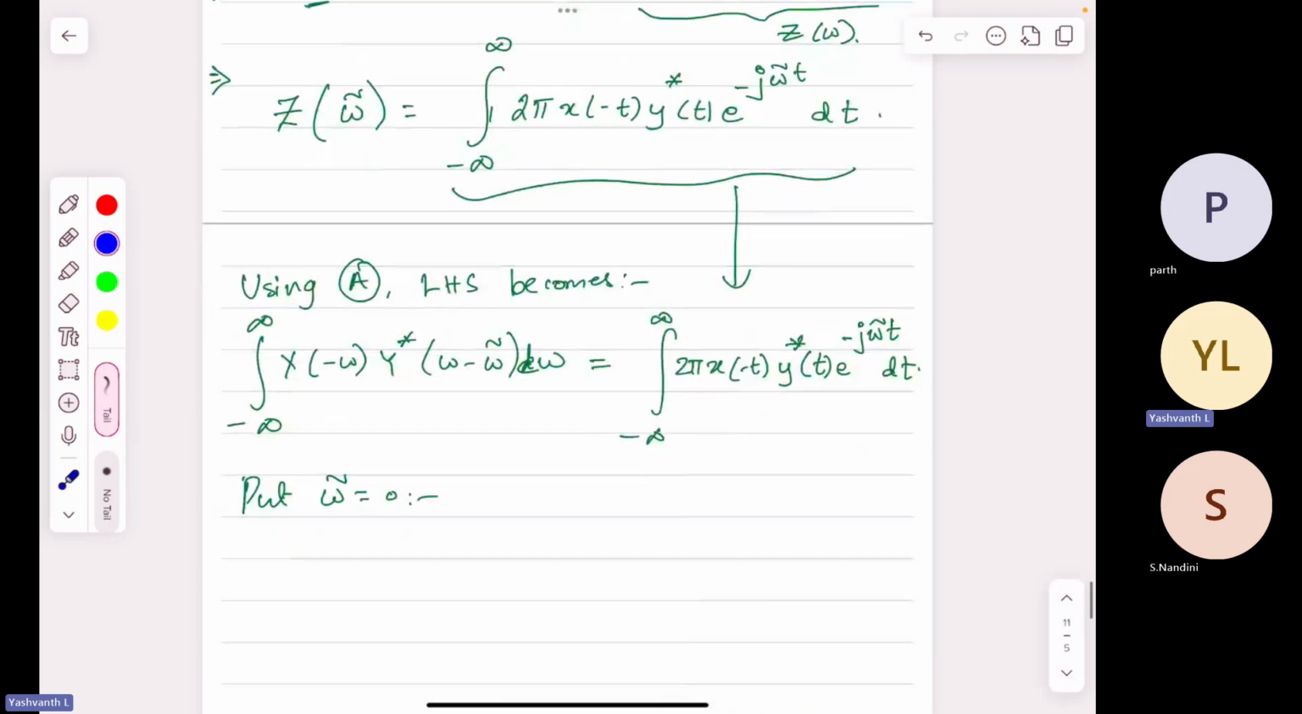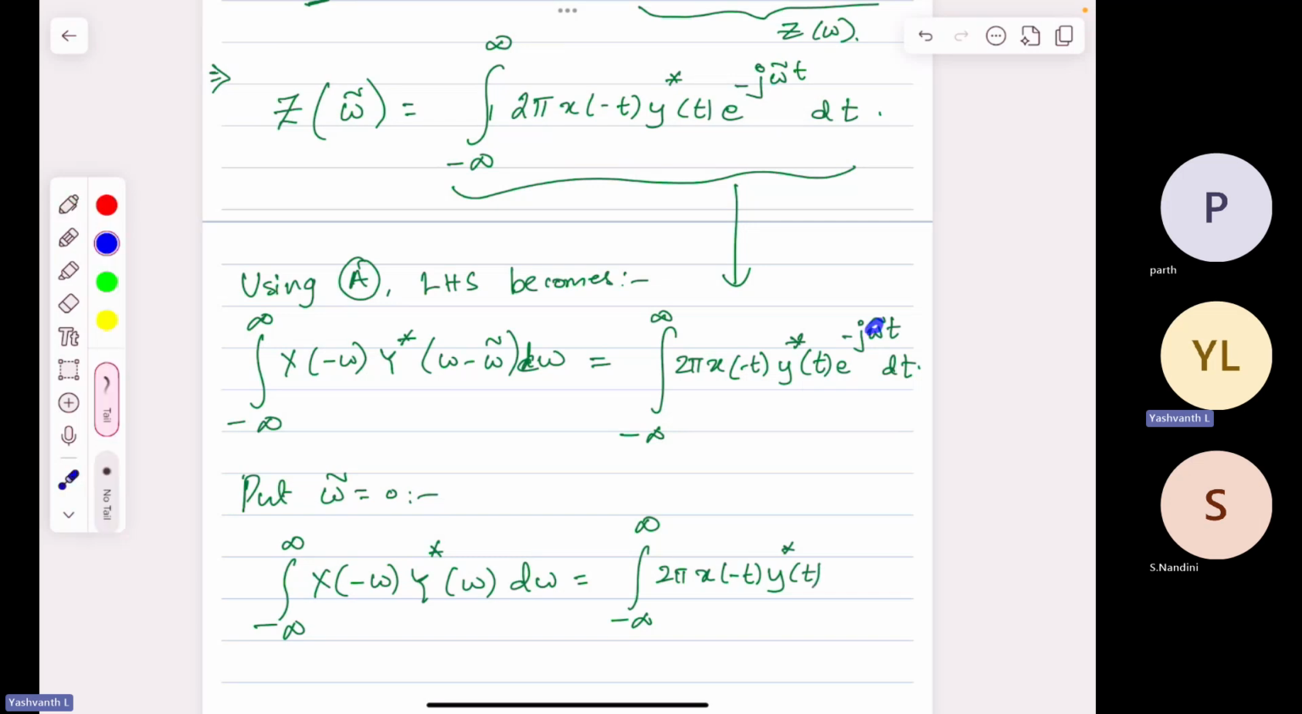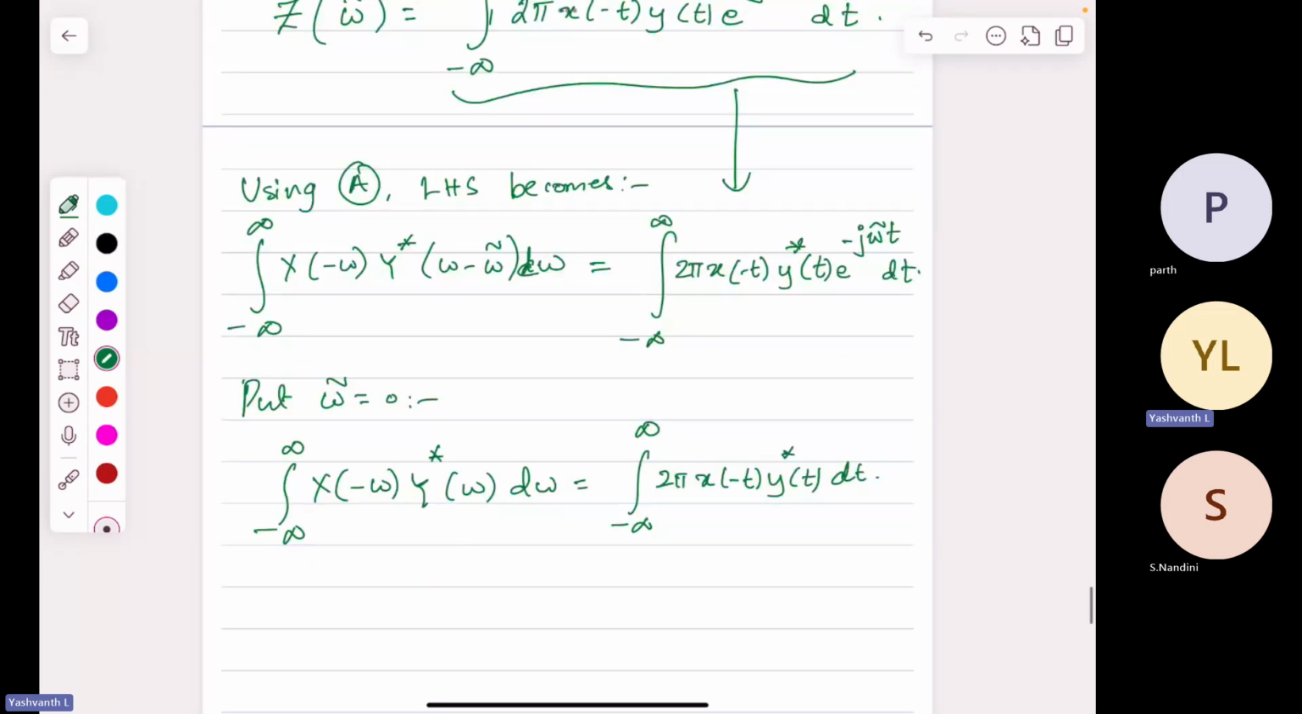So omega tilde at 0. Then what does it become? It becomes the integral from minus infinity to plus infinity of capital X of minus omega into Y conjugate of plus omega d omega, which is equal to the integral from minus infinity to plus infinity of 2 pi small x of minus t into y conjugate of t. Here omega tilde equal to 0 means e power 0 is 1, therefore just dt. That's all. This is the required answer.